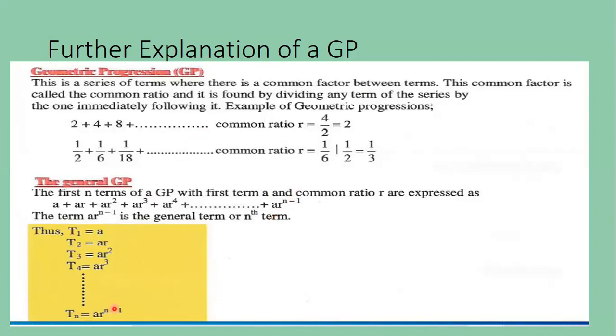Please, this is what we do. If we say T1, we are at A. Then T2, if you are told to find the second term, you are going to use the expression AR. The third term, we are going to have the expression AR squared. The fourth term will be AR power 3. Fifth term, AR power 4. Sixth term, AR power 5. 10th term, AR power 9. 20th term, AR power 19.